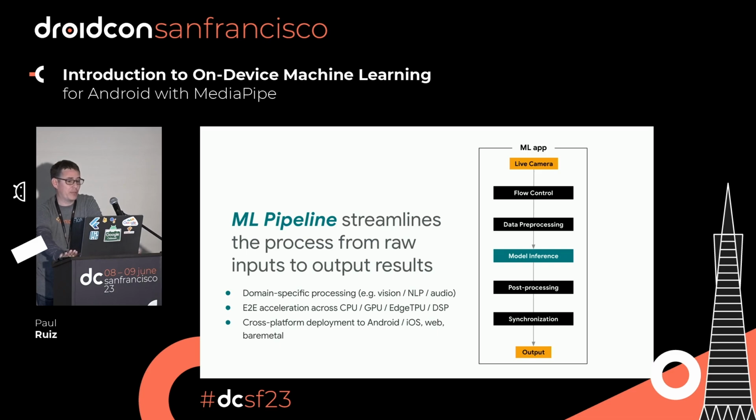So then there's ML pipelines. These are going to streamline the process from your initial raw inputs all the way to your output results. This usually involves some domain-specific preprocessing, such as resizing and rotating images, end-to-end pipeline acceleration for improving performance on your models, and then a way to deploy these models across multiple platforms, which itself is actually pretty complicated once you start working with Android, iOS, web, any of those other platforms.